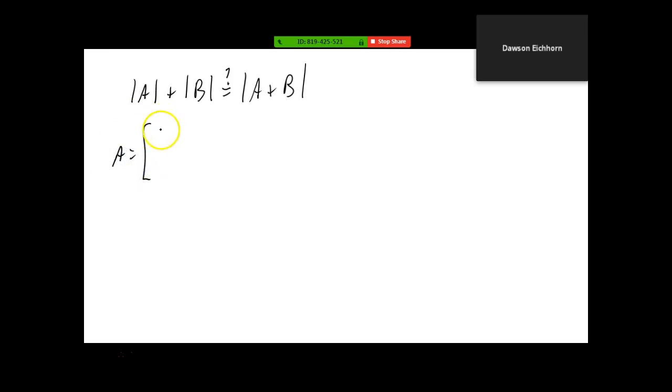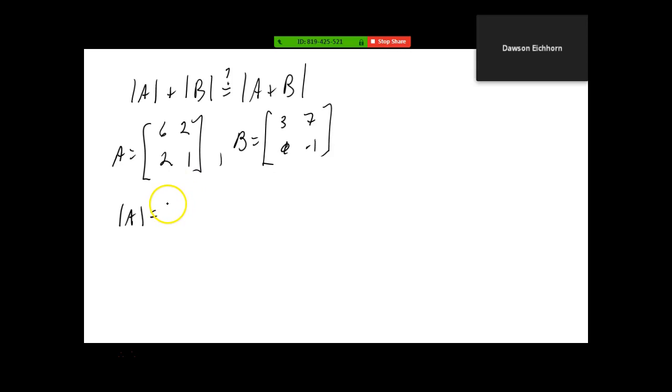Here's A: 6, 2, 2, 1, and B is 3, 7, 0, negative 1. Nothing special about these. Okay? Now first, let's take the determinant of each of those. The determinant of A is pretty simple. What is it? Two. The determinant of B.